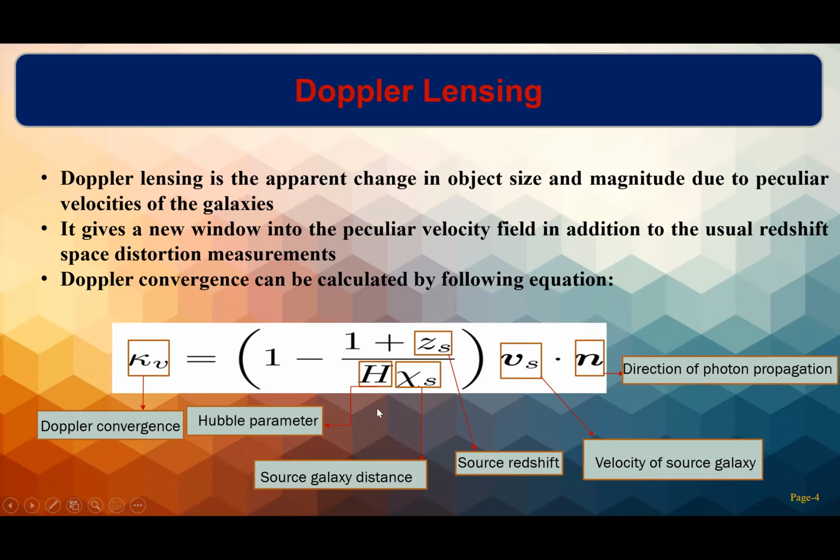H is the Hubble parameter. Chi-s is the source galaxy distance. Z-s is the source redshift. Vs is the velocity of the source galaxy, and n is the direction of photon propagation.